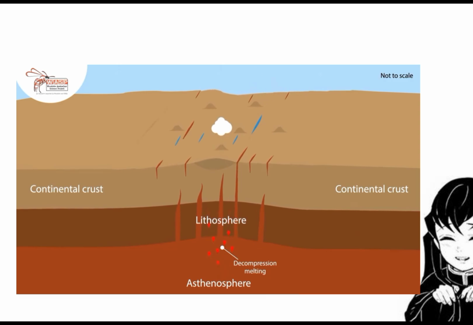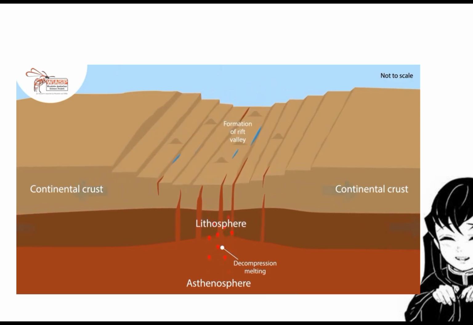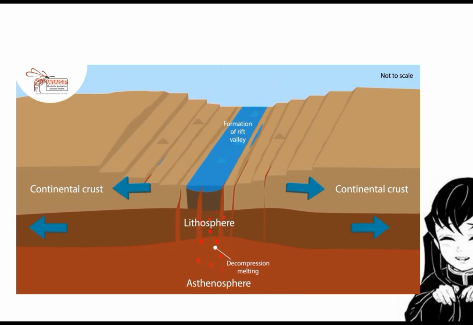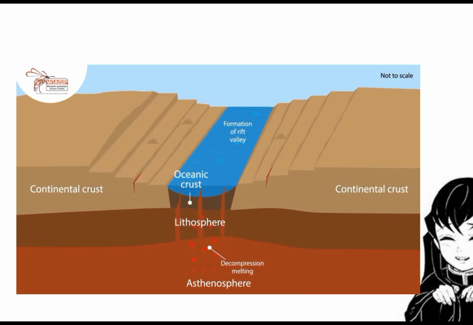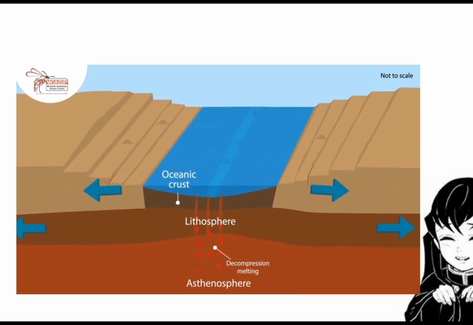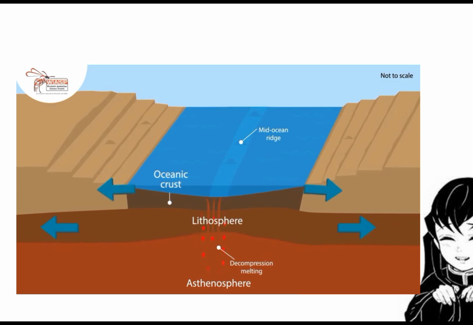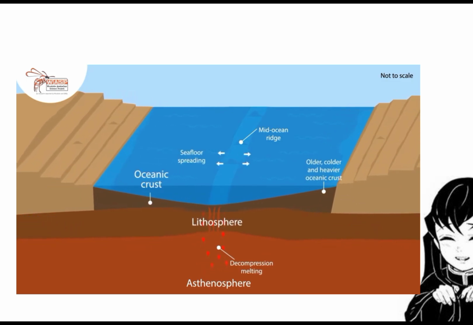Here is an example of a divergent boundary. As you can see in the video, the two continental crusts are moving away from each other, forming a rift valley. And then an oceanic crust comes in, and it is forming a mid-ocean ridge.